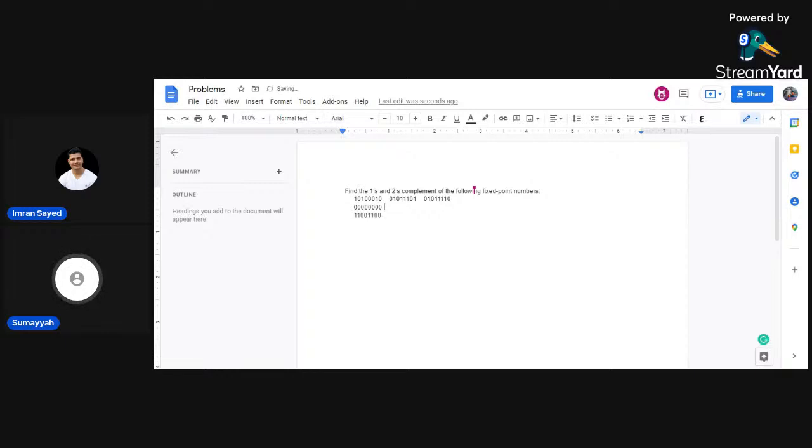For the second one, the ones complement is 1 1... How many are there? I think 8. And because here we don't have a one, the two's complement will be the same. I think I need to recheck this, but I think it's going to be the same as the number, 000, in the first example.